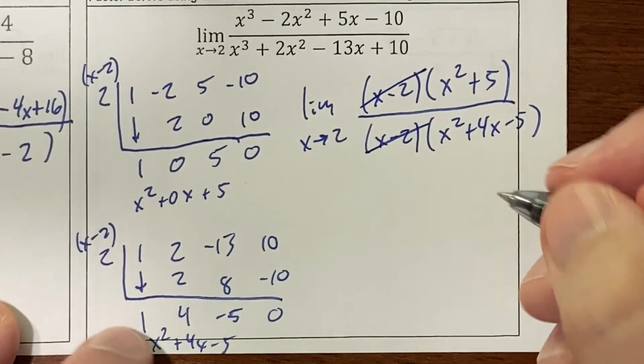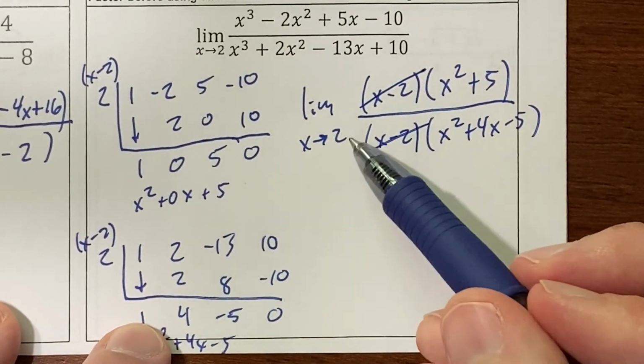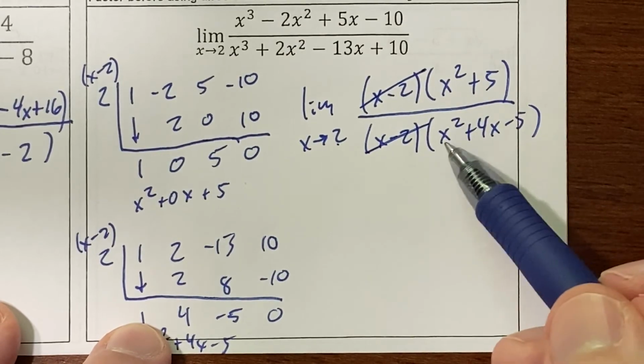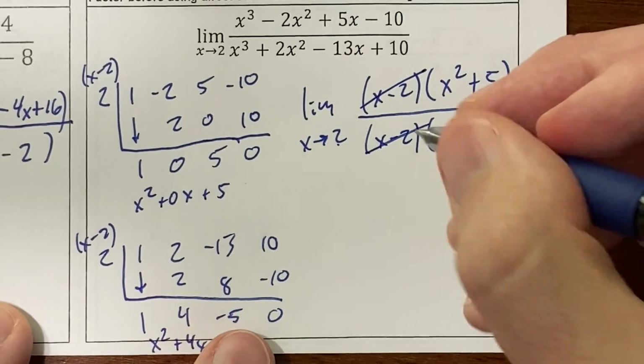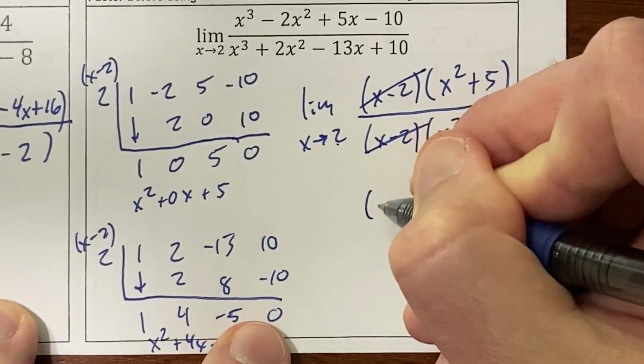All right, so now if I take that 2 and plug it in down here, that would be 4 plus 8. So we're not going to get 0 in the denominator. Sweet. Thank you, whoever made this problem.